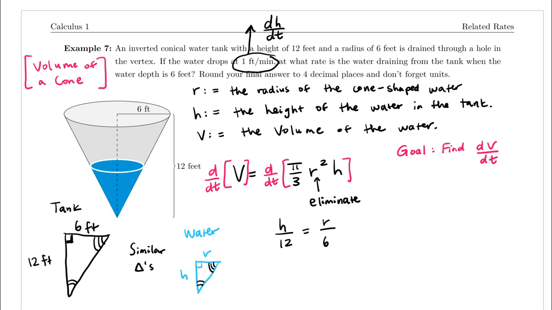And what we can do now is, I said earlier that I'd like to try to eliminate the r variable, so I can solve this equation for r by multiplying both sides by 6. If we do that, we get r equals 6 times h over 12, which is the same thing as 1/2 h. So now we have this relationship, r equals h over 2, or 1/2 h, and now we can go back to our original equation and eliminate the r variable.